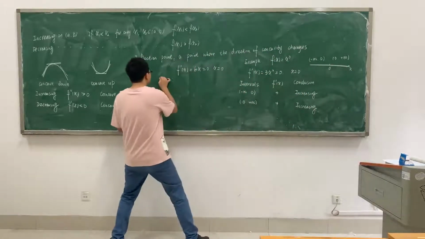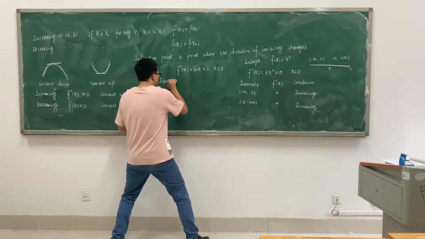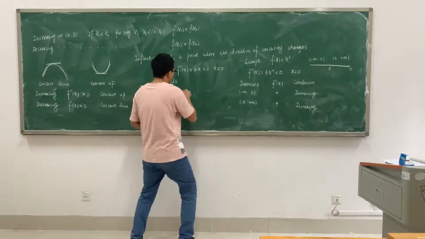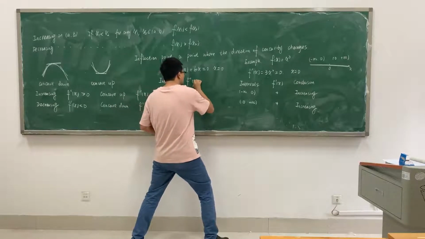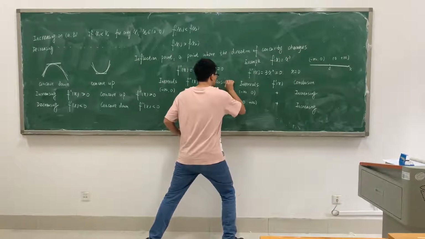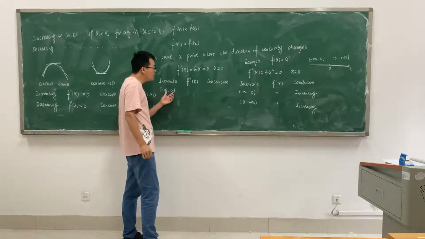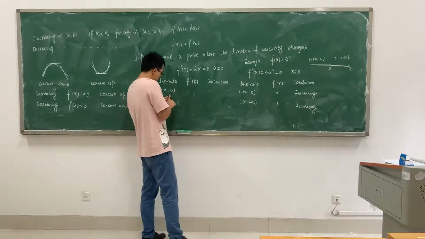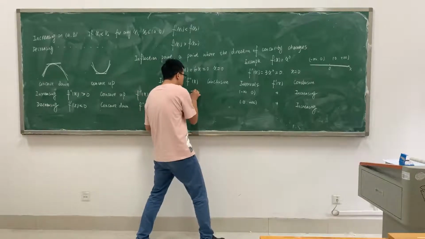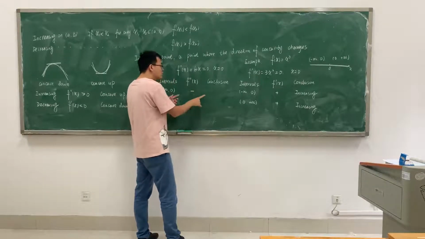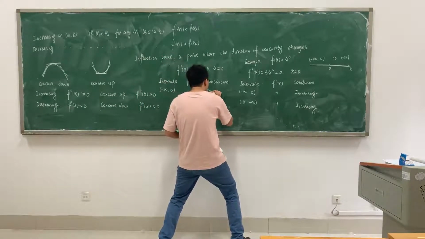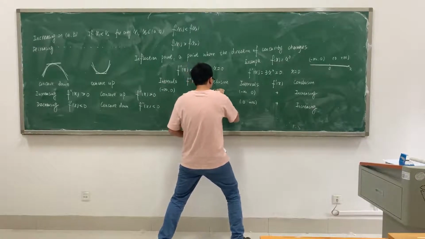Now we can see the intervals. The first is minus infinity to 0. Here is the second order derivative, and here is the conclusion. In this interval, is it positive or negative? Of course, it's negative. Negative means concave down.